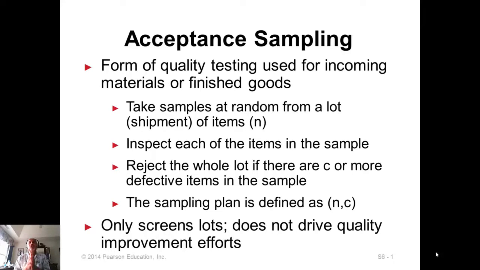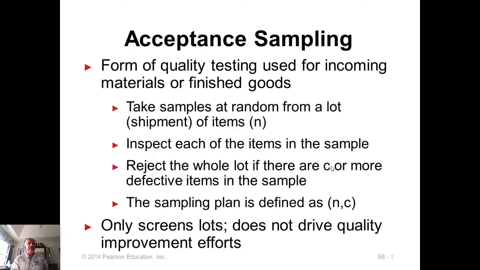So there are two key questions that we need to answer. One is, how big a sample should you take from the lot? From the lot, you take a random sample of n items. So what should the value of n be? Should you take 10 items or 20 or 50 or 100? Then we inspect each of these items in the sample, and we reject the whole lot if there are c or more defective items in the sample. c is the critical number of bad parts in the sample that we have taken.